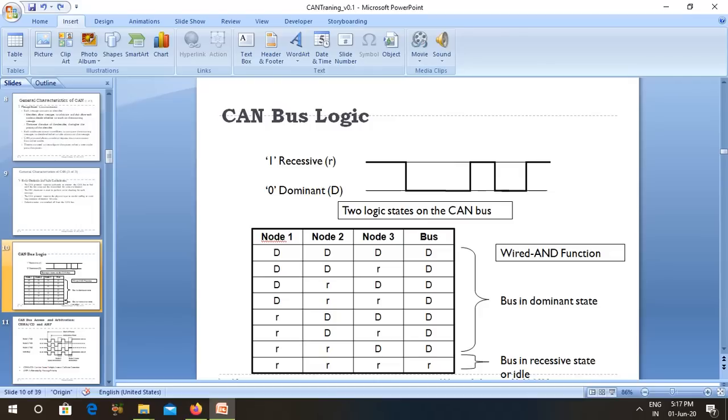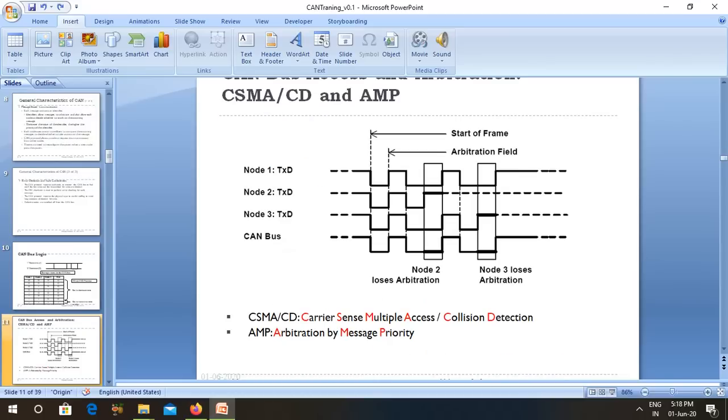When there are 2 dominant and 1 recessive, the result will be dominant, because ANDing with D will result in D. So it is possible for the bus to become recessive only when the identifier bits of all the nodes are recessive. If that is the case, the AND operation will produce a recessive result. This is called a wired AND operation.